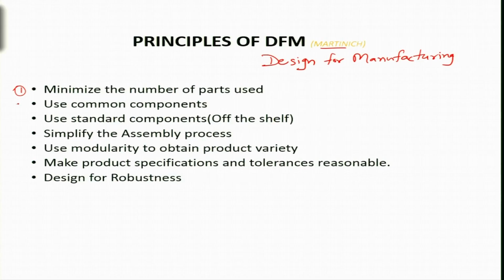Second is, as far as possible, use common parts. Like in a product, let's say in an automobile, a scooter, a bike, a car, maybe a television, or any product, some kind of fasteners are required. If you specify different types of fasteners at different places, it becomes difficult for the manufacturing people to manufacture or procure them. On the other hand, if we are able to reduce the variety of fasteners or components required, then it is very easy for the manufacturing people.